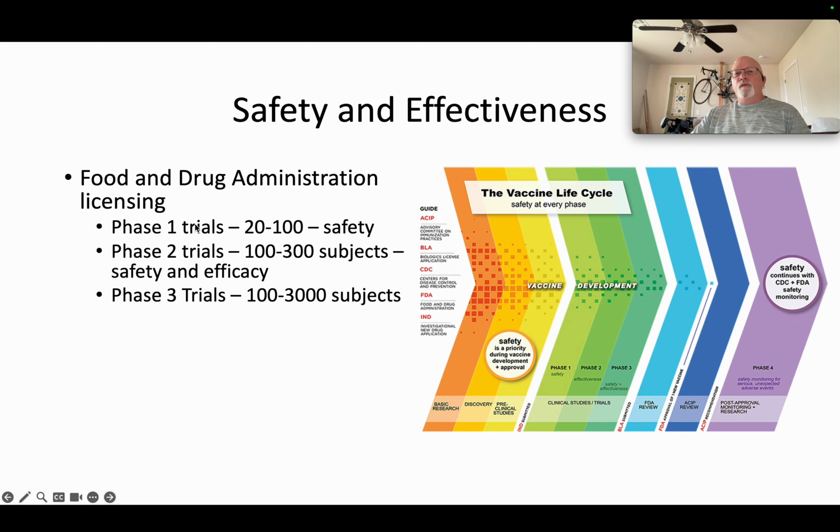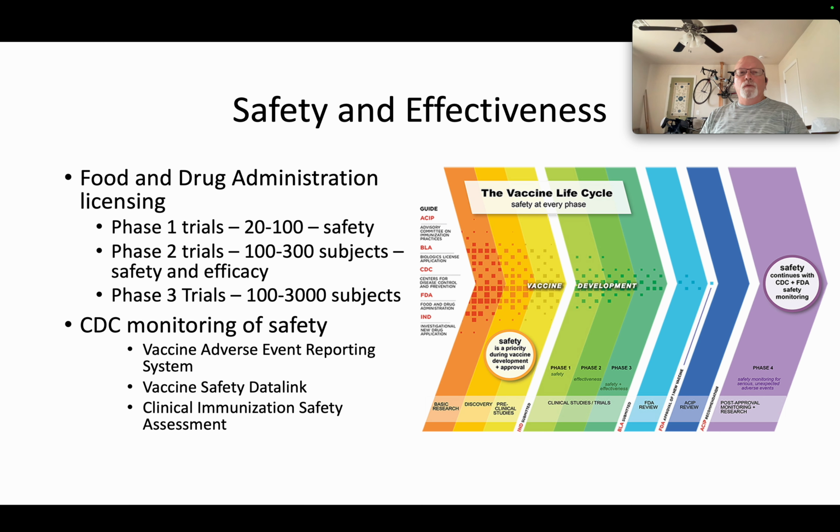Once everything has gone fine in the first 3 phases, phase 1, phase 2, and phase 3, then the vaccine is generally approved for use. And after it gets approved, then it's constantly monitored. So the Vaccine Adverse Event Reporting System is a system that you can log on to as just an American citizen and say, hey, I got this particular vaccine. Here's something that happened to me after I got the vaccine. I had injection site pain or something like that.